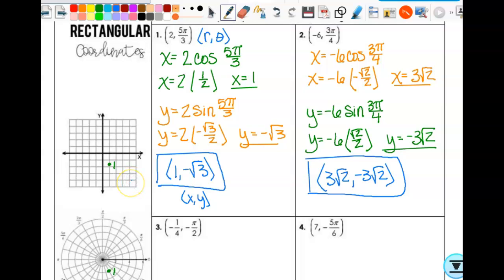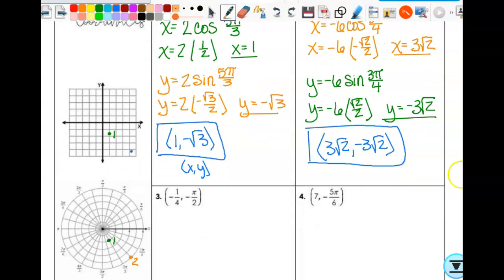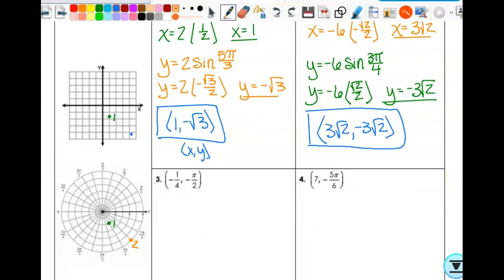Oops, not right there. It's about right there. I wanted to do it in the same color so they matched up. Let me undo that again. That's number 2. So they should be in the same place. Okay. Any questions about that? All right.